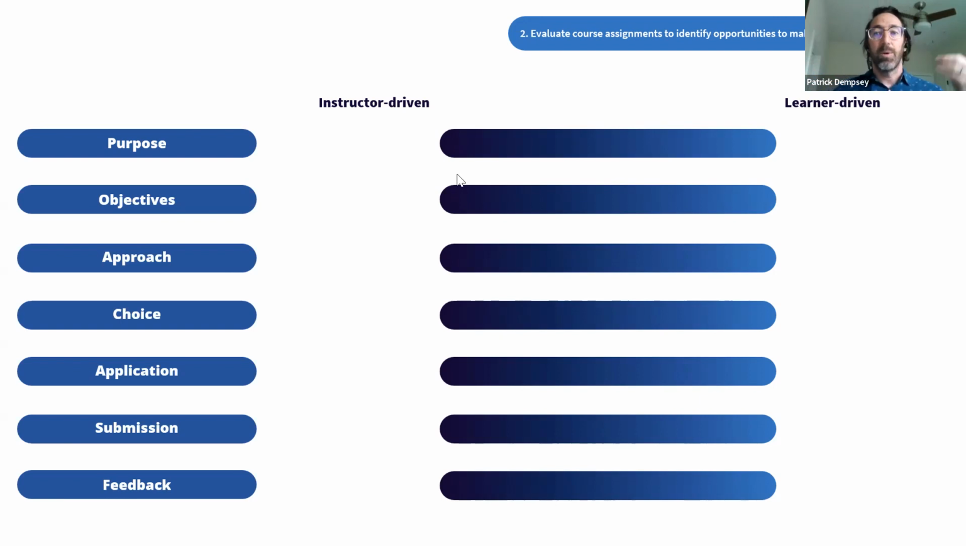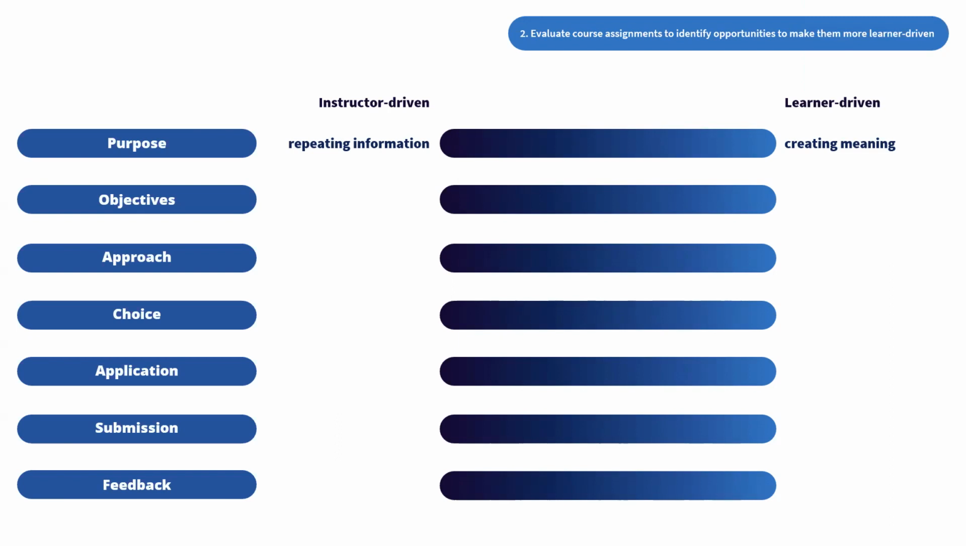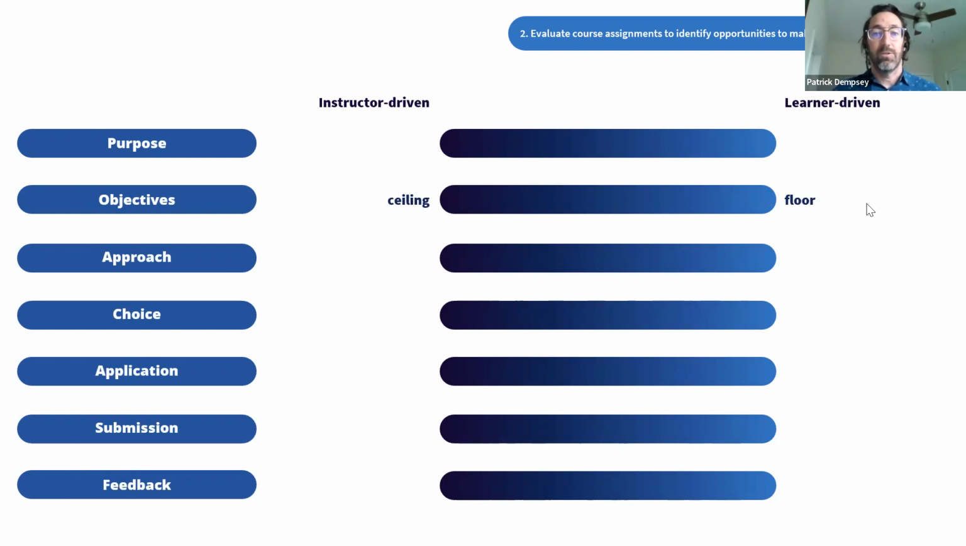So first, what's the purpose of an instructor-driven activity versus a learner-driven activity? Usually an instructor-driven activity is repeating information. It's doing that midterm and that final. Did you understand those things? And learner-driven is we want students to take that information, which is essential, but we want them to do something with it. The objectives in the instructor-driven are the ceiling. Once you hit it, you've done it. In learner-driven, we're going to use them as the floor. They're going to be the springboard for learning, and we'll see how that plays during the last objective.